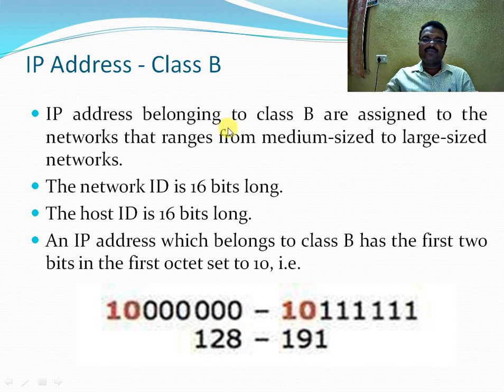The IP addresses belonging to class B are assigned to networks that range from medium-sized to large-sized. In this, the network ID is 16 bits long and the host ID is 16 bits long. An IP address which belongs to class B has the first 2 bits in the first octet set to 10. This 10 indicates that it is a class B address. The range is 128 to 191.